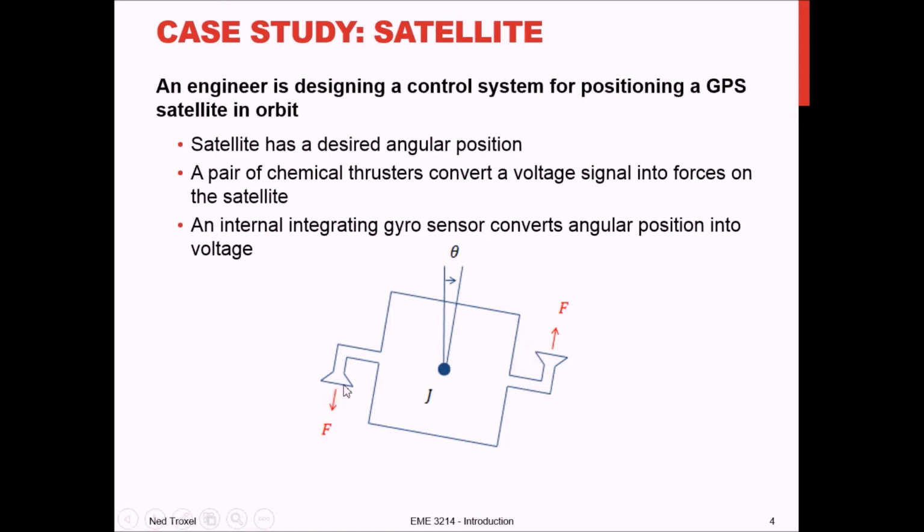So we have the force to apply, that's our actuator. We have a gyro sensor, that's our sensor. It converts angular position into voltage. All right, so how can we model this in Simulink?